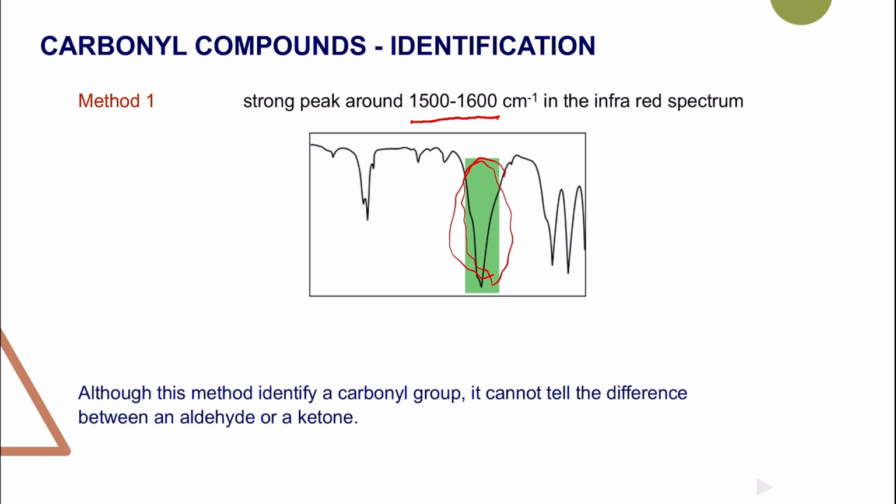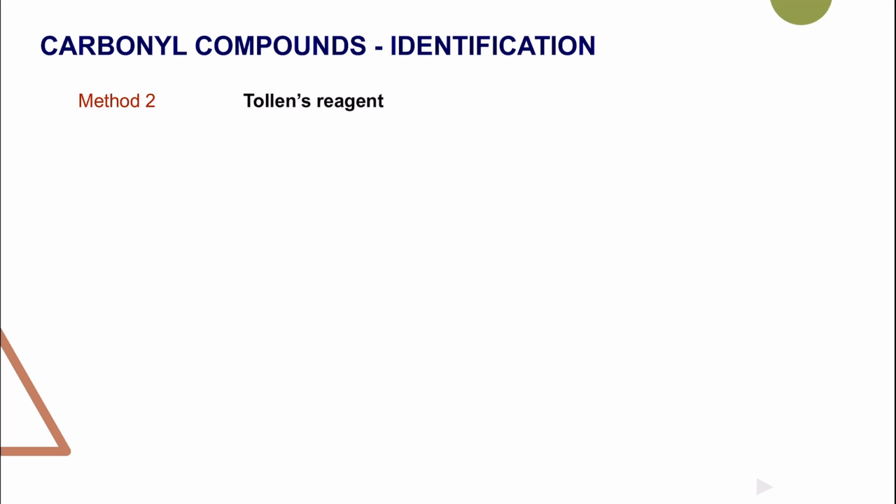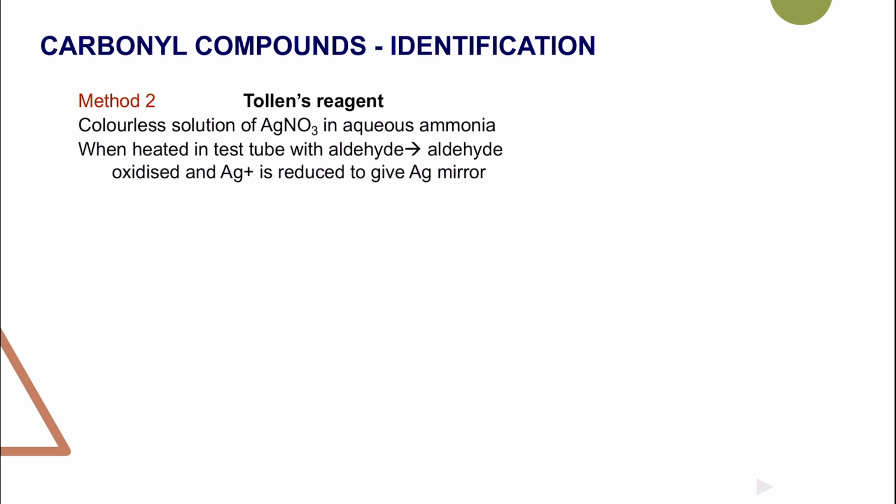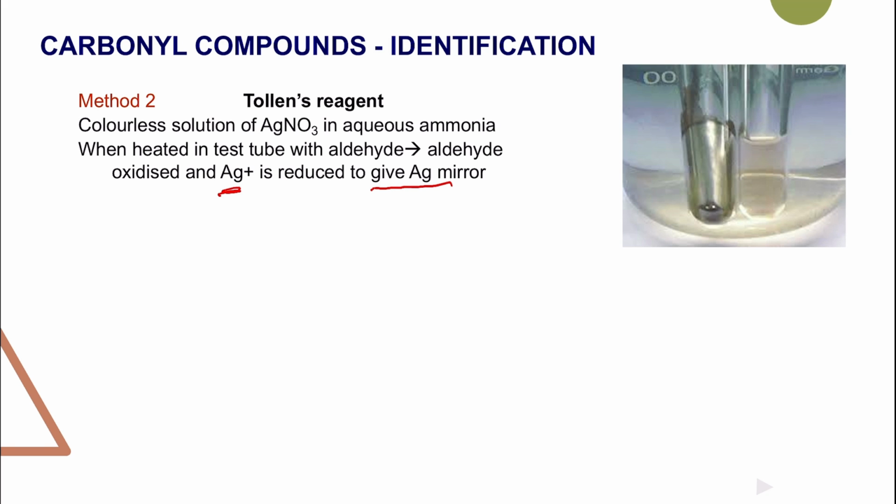However, this method can tell you that there is a carbonyl group, but it will not be able to distinguish between aldehydes and ketones. So to distinguish between aldehydes and ketones, we can use Tollens reagent, which is a colorless solution of silver nitrate in aqueous ammonia. When this solution is heated in a test tube with aldehydes, the aldehydes will be oxidized to give the carboxylic acid, and the silver will be reduced to give the silver mirror. So this is the positive test, where you can see the silver mirror here. Only aldehydes will give a positive result for this test.